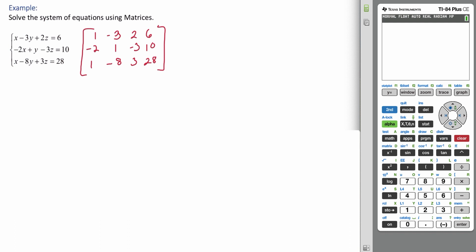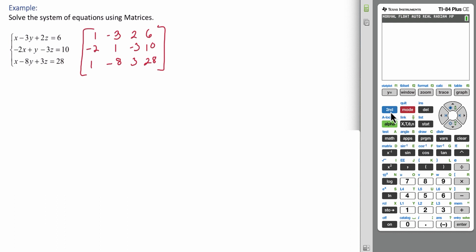Then in the calculator, we go second matrix, go right to edit, hit enter. This is a 3 by 4. And then we type in the entries. After you finish typing in all the entries, make sure you don't have any typos. And then we need to exit the matrix, second quit.